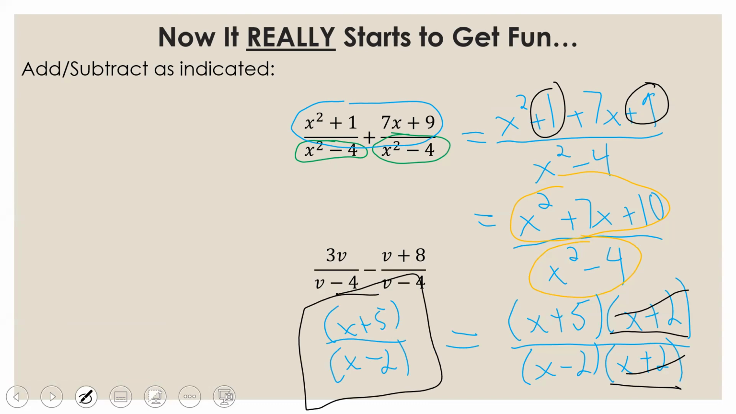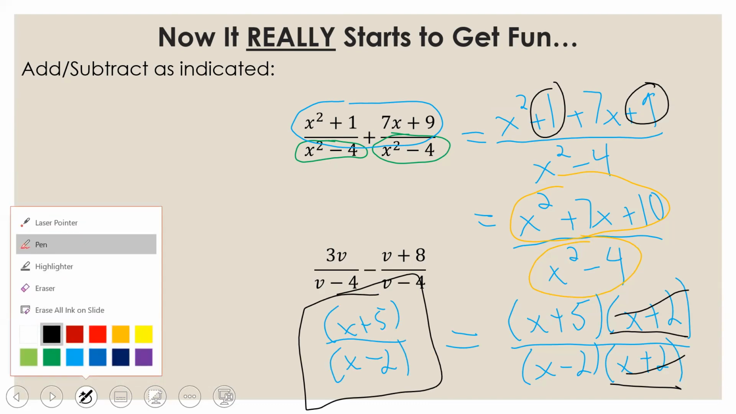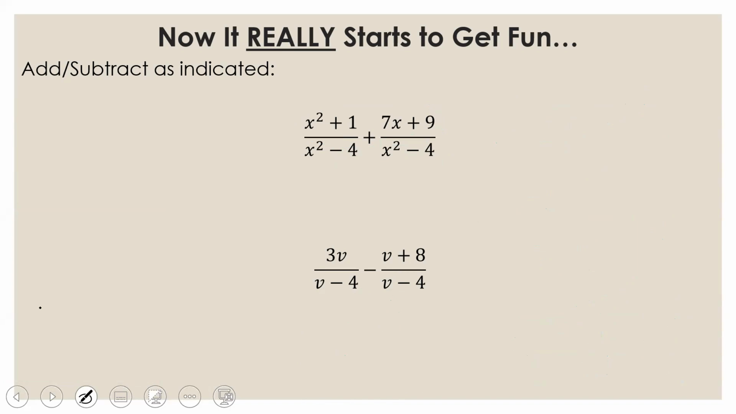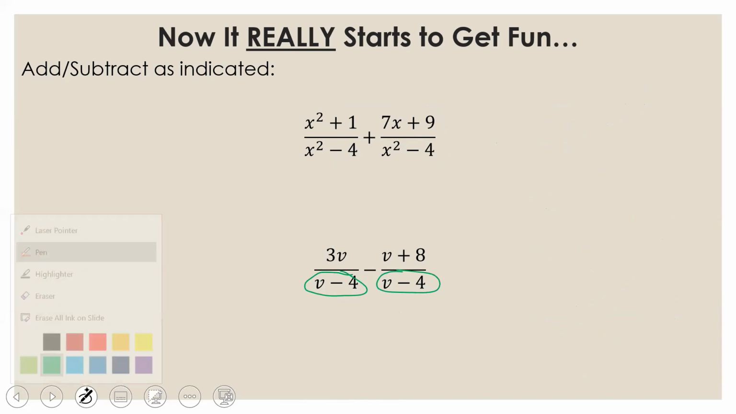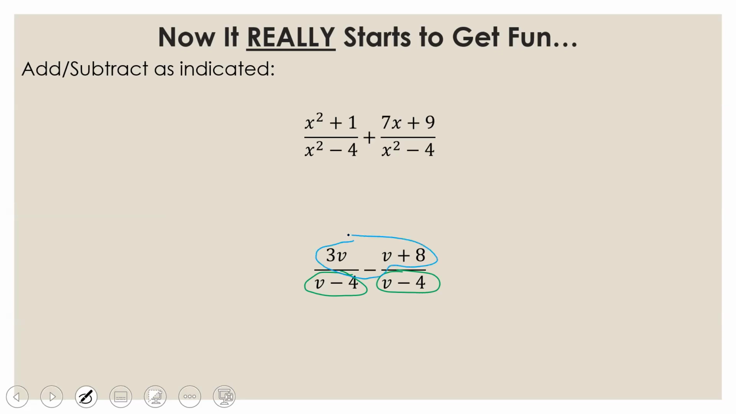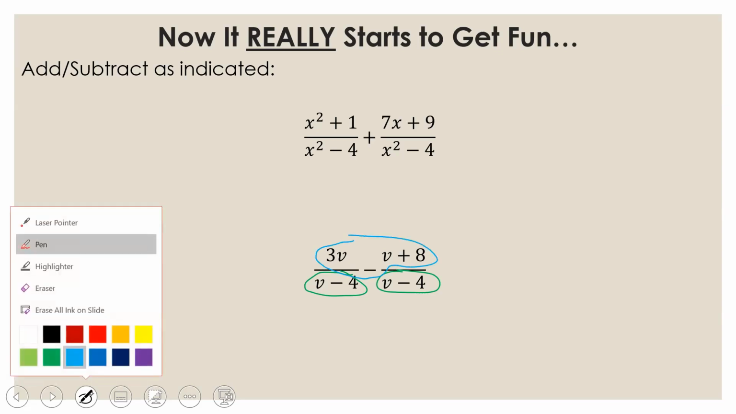All right, let's look at the second one. So in this case, we have 3v over v minus 4 minus v plus 8 over v minus 4. We again note that we have common denominators in both the numerator and the denominator, which means we can just subtract our numerators.